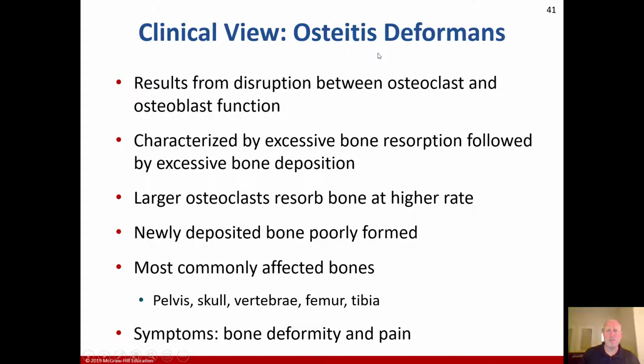Clinical view: osteitis deformans results from disruption between osteoclast and osteoblast function, which is obviously not a very good thing. It's characterized by excessive bone resorption followed by excessive bone deposition. Larger osteoclasts resorb bone at a much higher rate, and the newly deposited bone is formed poorly. The most commonly affected bones are the pelvis, skull, vertebrae, femur, and tibia. Symptoms are bone deformity and pain.